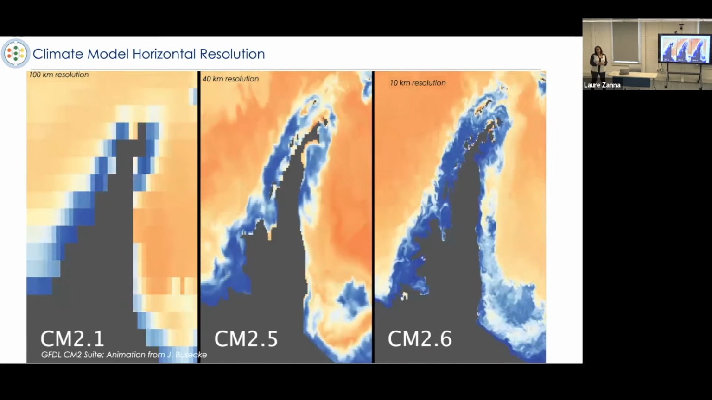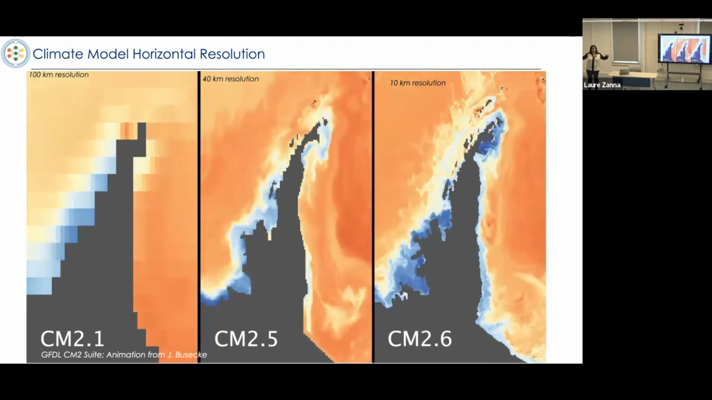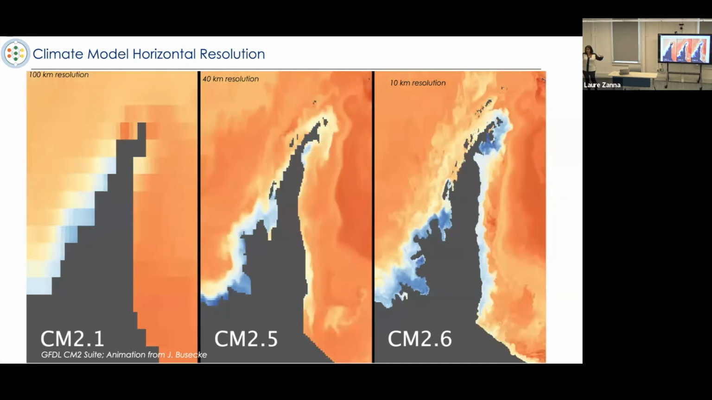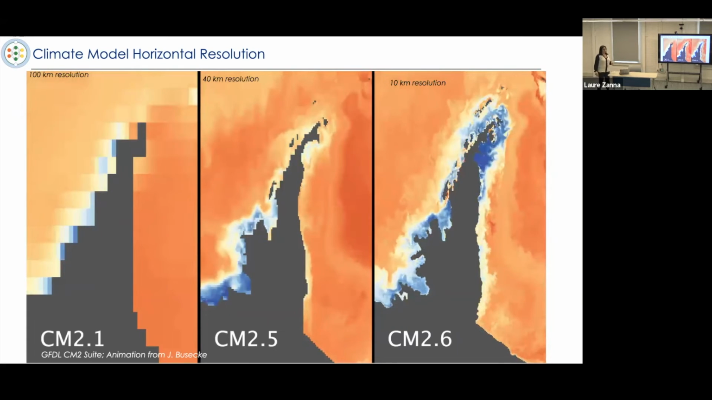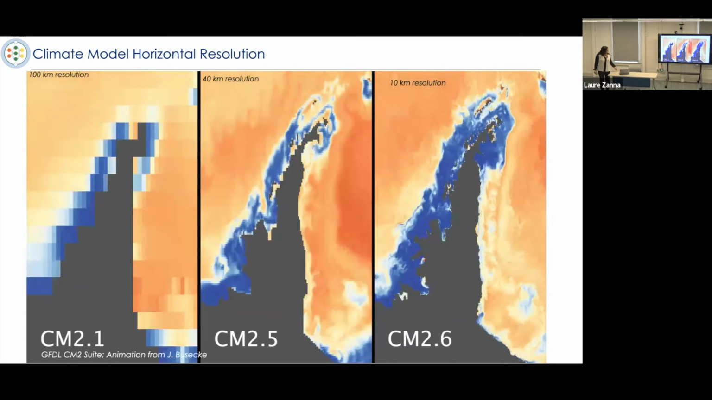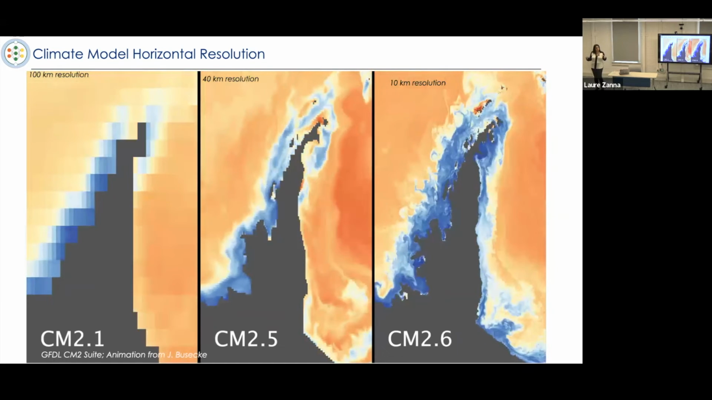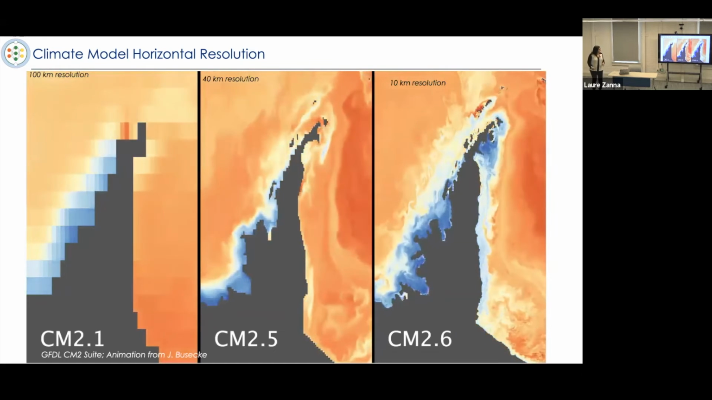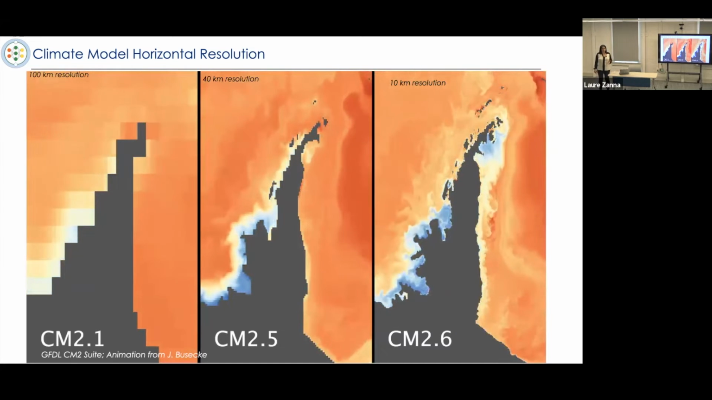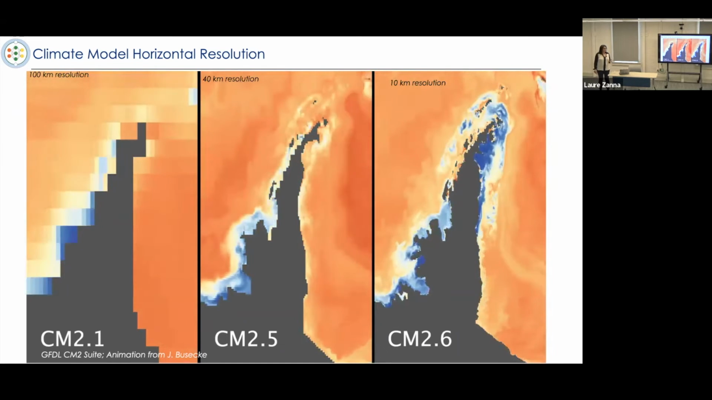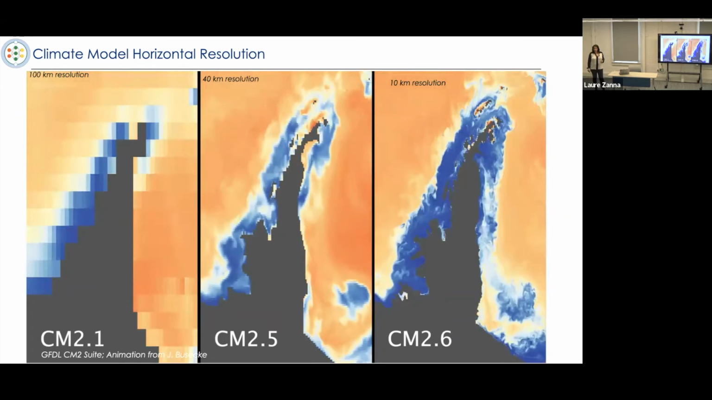The one in the middle is run at 40-kilometer resolution. So now your grid box is much larger, right? That means processes that are below that scale are not resolved. You can see it's getting smoother, more viscous. If you go to the one on the left, now it's a grid box of 100 kilometer by 100 kilometer. The one on the left and the one in the middle is roughly the resolution of the current generation of climate models. So they're quite viscous, not as turbulent as the one on the right.